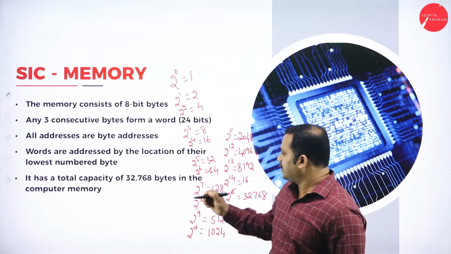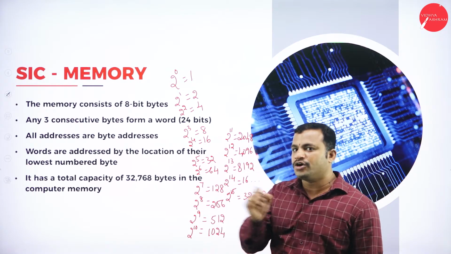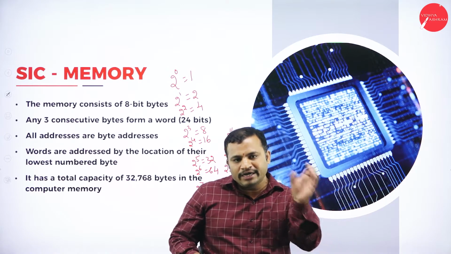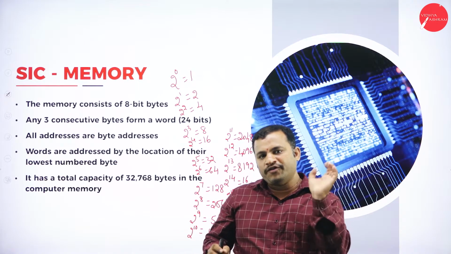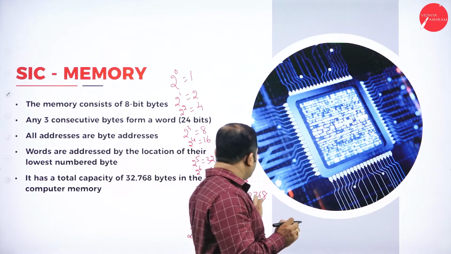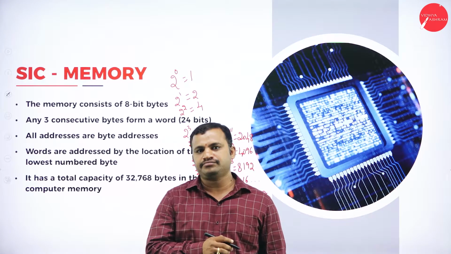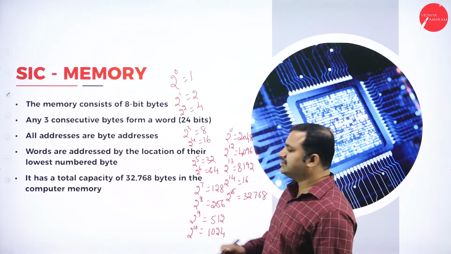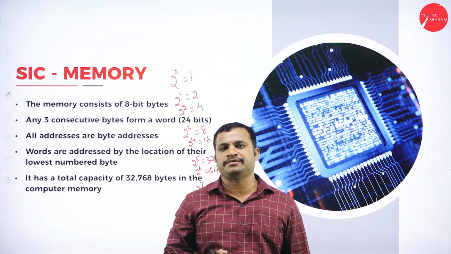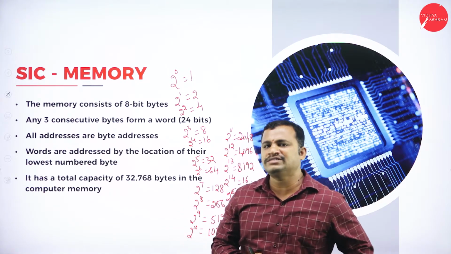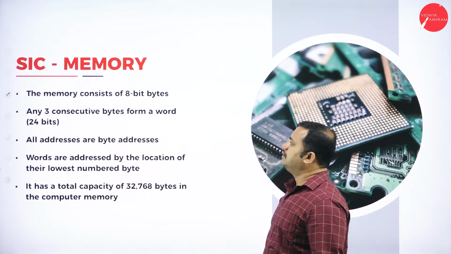So totally, what is the length of that? If I say 2 raised to the power of 15, I have to multiply this value 15 times. I'll get the maximum value of 32,768. In the same manner, that is the capacity of the machine, the capacity of an SIC architecture. If that is the case, let us see the memory.